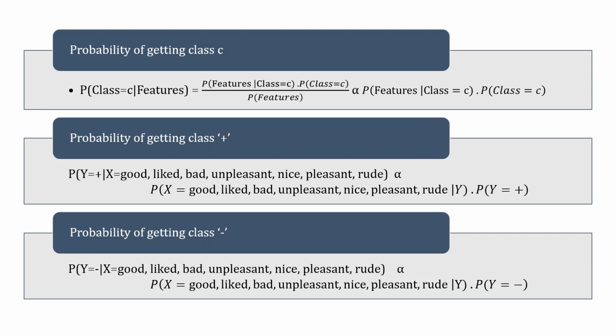The probability of getting the positive sentiment is the probability of y equal to positive given x equal to the features good, liked, etc. up to rude. This is proportional to the probability of x equal to good, liked, etc. up to rude given y, times the probability of y equal to positive. Similarly, we get the probability of getting sentiment negative.